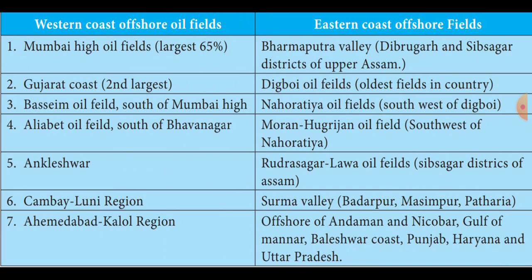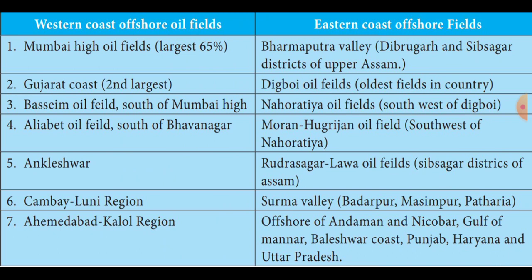Then in the eastern coast, the Brahmaputra Valley mostly produces petroleum, for example some of the districts of Dibrugarh and Sibsagar in Upper Assam. These districts also produce it. Then on the western coast, the Gujarat coast is the second largest producer of petroleum. The first largest is Mumbai High.